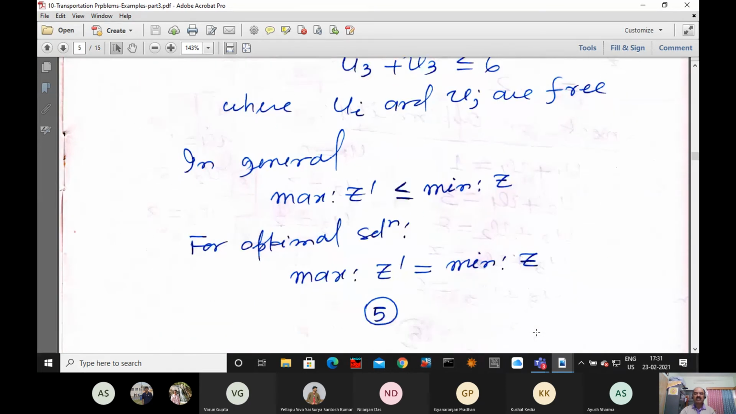So in general, maximization of Z dash is less than or equal to minimization of Z. The minimum value is always more than the maximum value. And for the optimal, both will be equal. Not only equal, but also all the primal and dual constraints must be fulfilled. You have seen a problem.